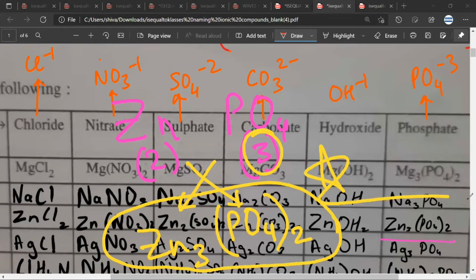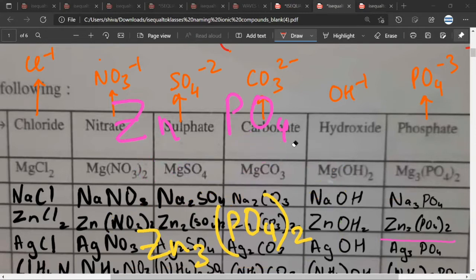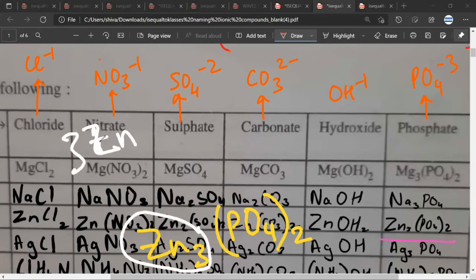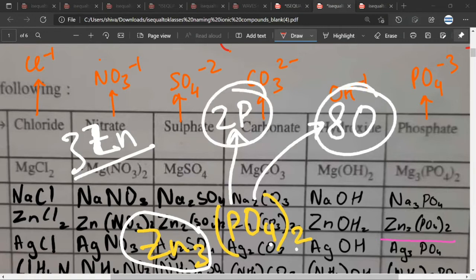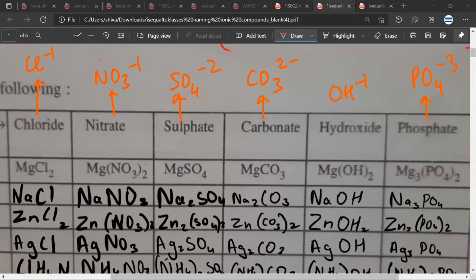But is it making sense or not? This is making sense. Now, what I want you to understand is, this will be a bit difficult to make sense now, but let us try. What this implies is that there are 3 zinc, 2 phosphorus, and 4 into 2, 8 oxygen. Mr. Satya, any doubt? No, sir. Okay.